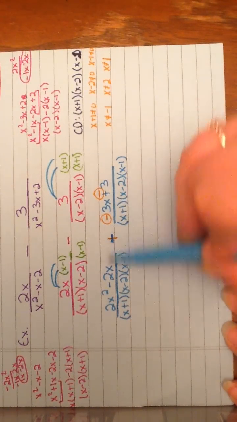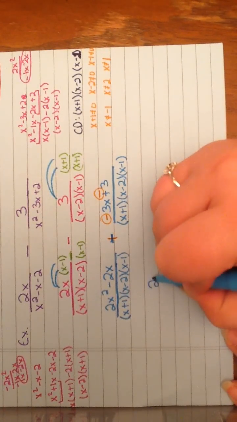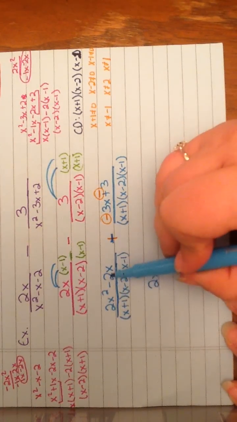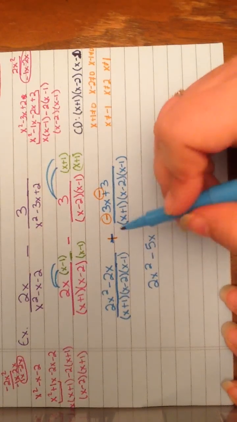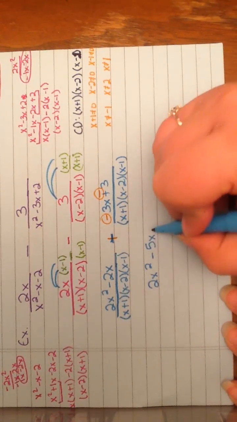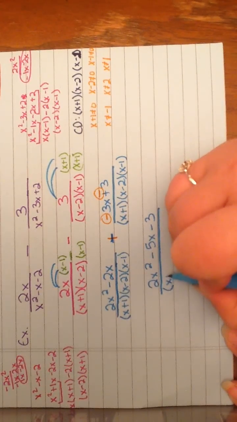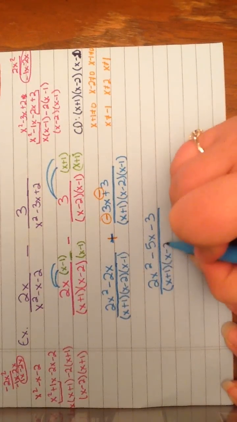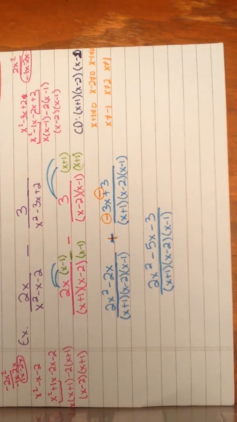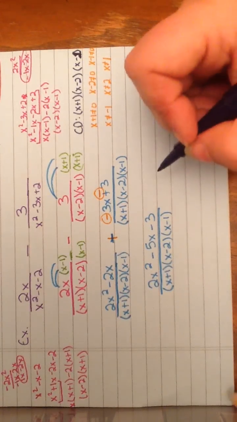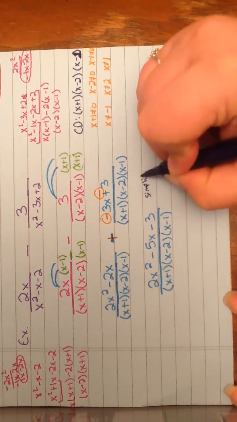Now we need to combine our like terms in the numerator up here. So looking for the highest degree, 2x squared. Now I have negative 2x and negative 3x. Those are like terms, so negative 5x and minus 3. Divided by x plus 1, x minus 2, x minus 1. Okay, so our next step is to see if we can simplify this.